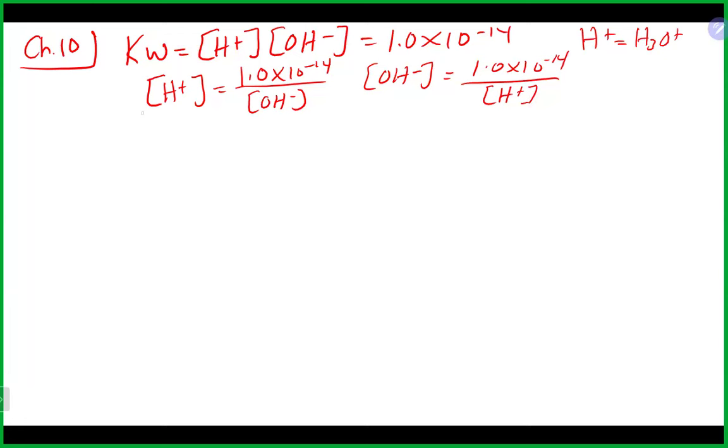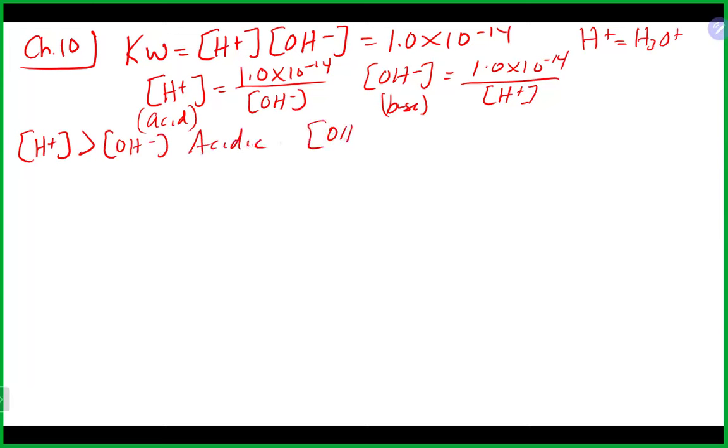We can obviously compare the acid part of our solution to the base part of our solution, and we can determine whether or not it is going to be acidic, basic, or neutral by which one is larger. If your H plus concentration is larger than your OH minus, then you have an acidic solution. If your OH minus, which is the base part of the solution, is larger than the H plus, then you have a basic solution. And if they do equal each other, you do have a neutral solution in that case.